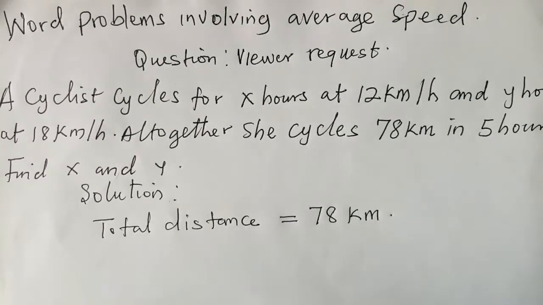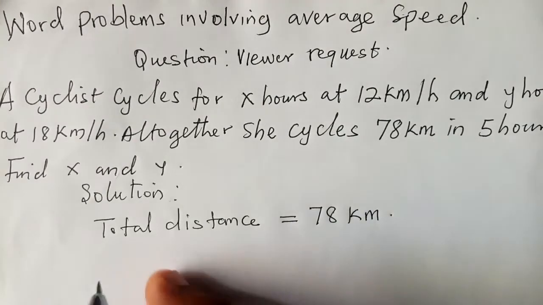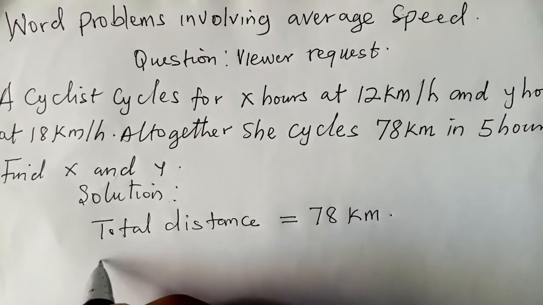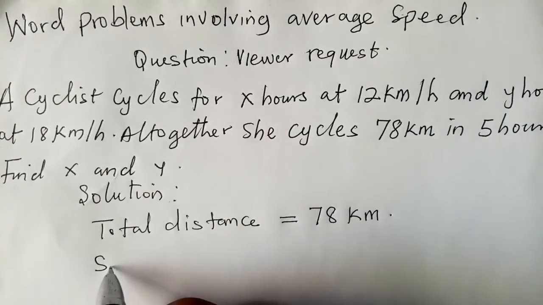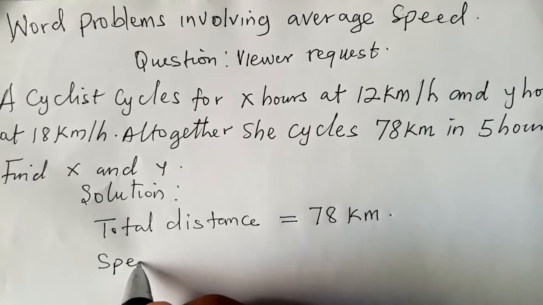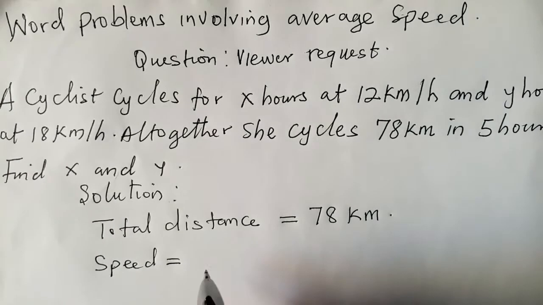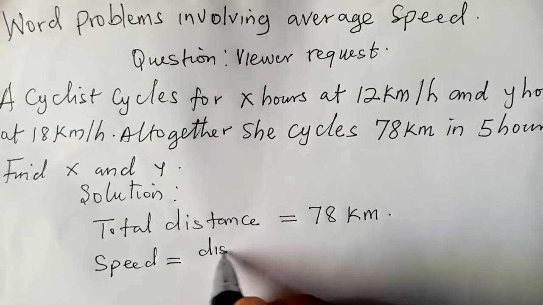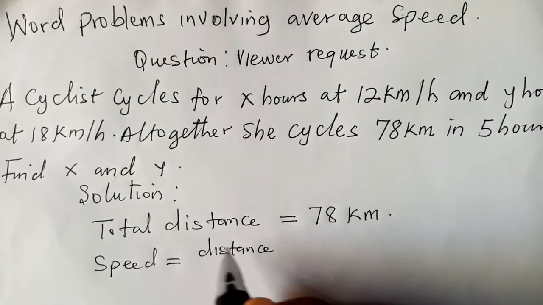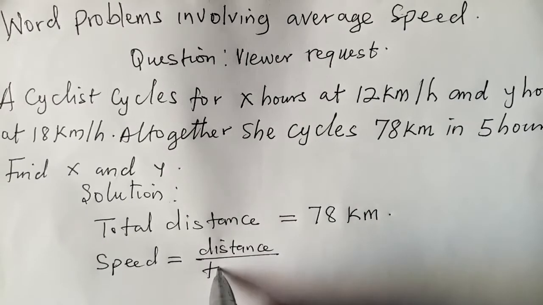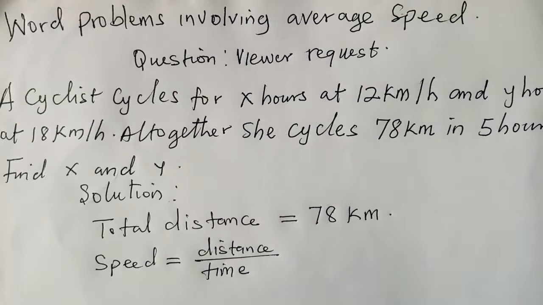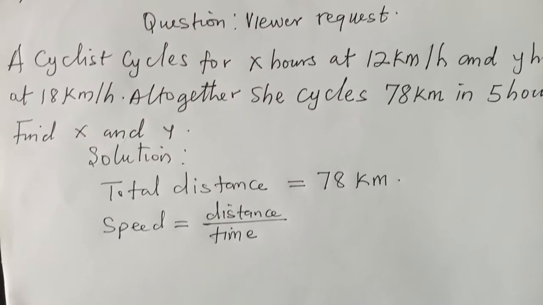So that means, what is the distance of the first one when she went at 12 kilometers per hour? What was the first distance? And then the second distance. But let's start with the formula. Speed is distance over time. That is the formula for the speed.